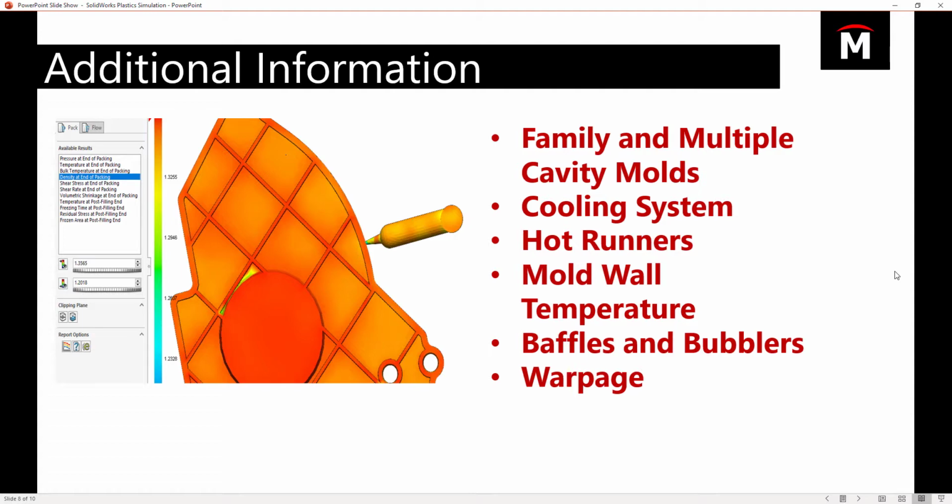We can also use SOLIDWORKS Plastics to help design or evaluate hot runners. We'd also include the mold wall temperature, and evaluate any baffles or bubblers that we have in this. And of course, some post-processing will also look at warpage. How much would this thing potentially warp? And with our Plastics Premium package, in addition to warpage, we can also get accurate deformation for sink marks.